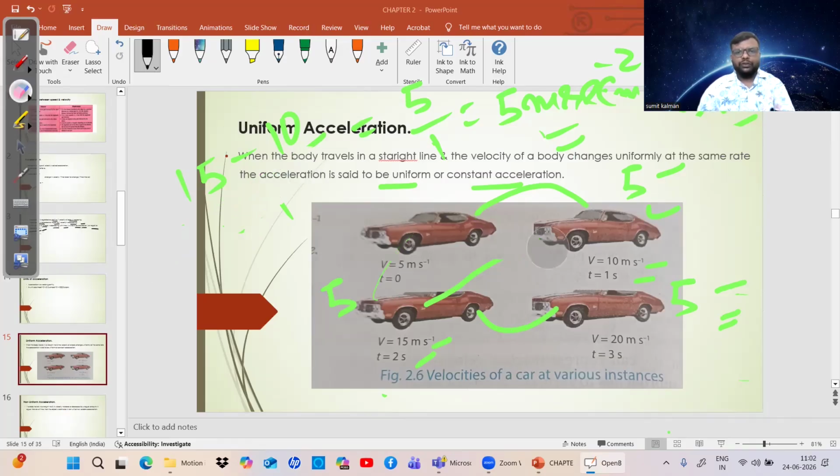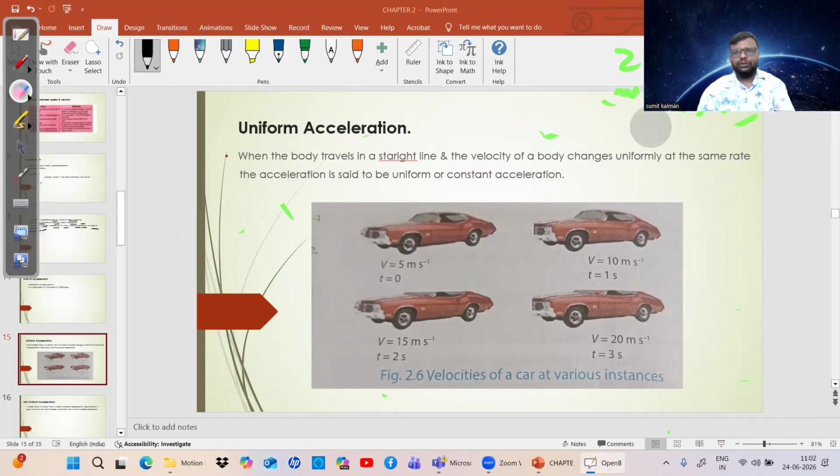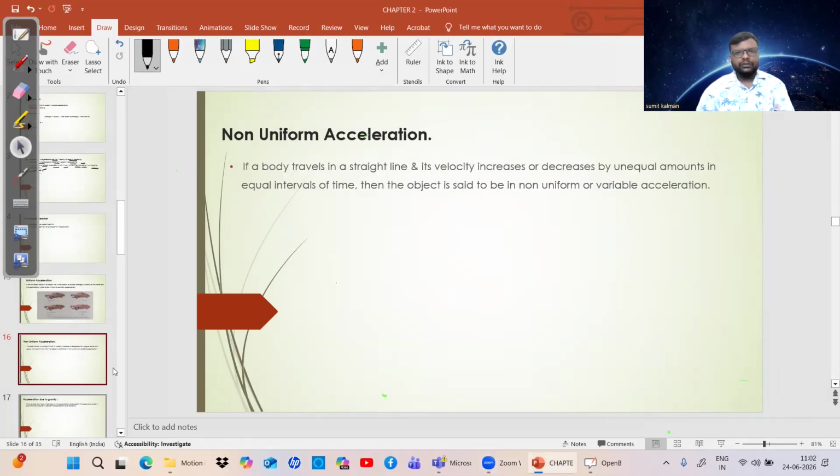So now we will move forward. This was all about uniform acceleration. Next is non-uniform acceleration. What is non-uniform acceleration? If a body travels in a straight line and its velocity increases or decreases by unequal amounts in equal intervals of time, then the object is said to have non-uniform acceleration.